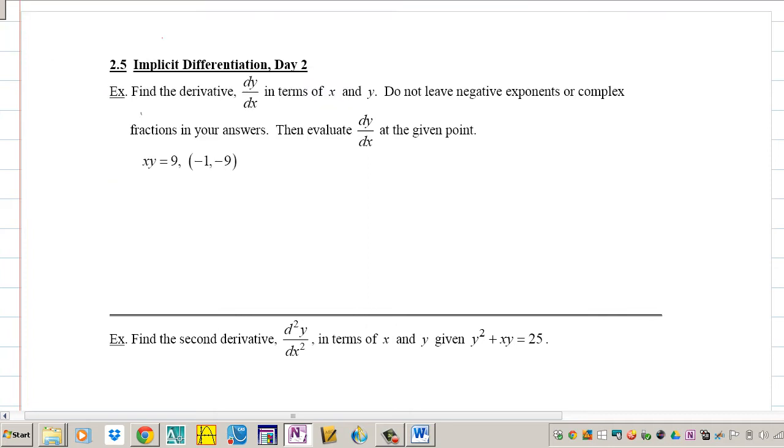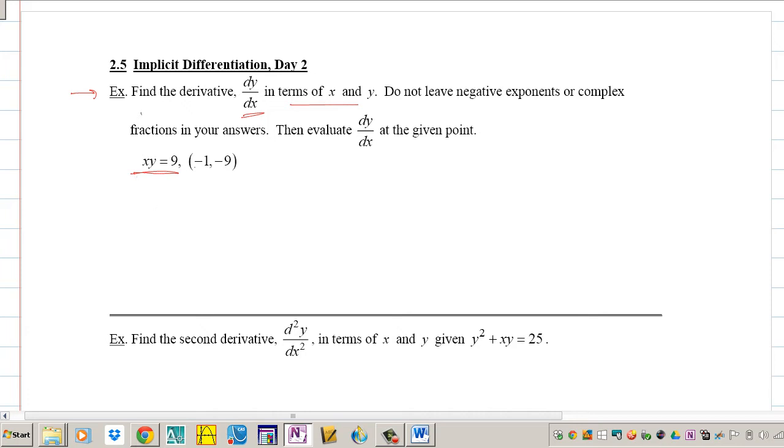In this lesson, we're going to be talking about a little bit more advanced topics in implicit differentiation. So let's go ahead and get started. It's the same thing like yesterday, except a little more harder. So find the derivative in terms of x and y. Here is my equation. So let's go ahead and do the first part.